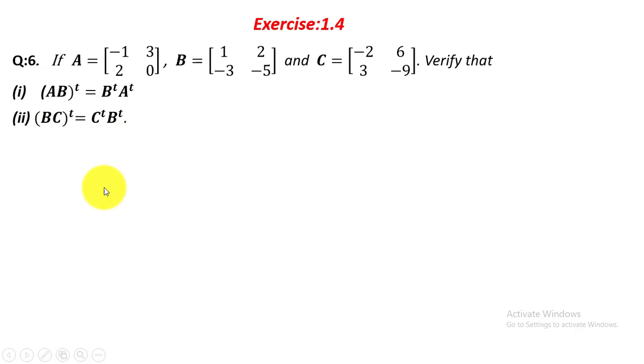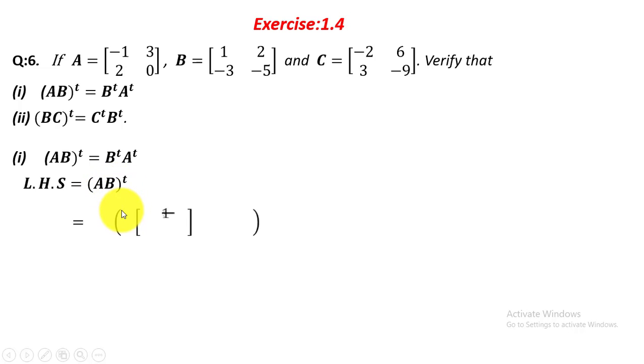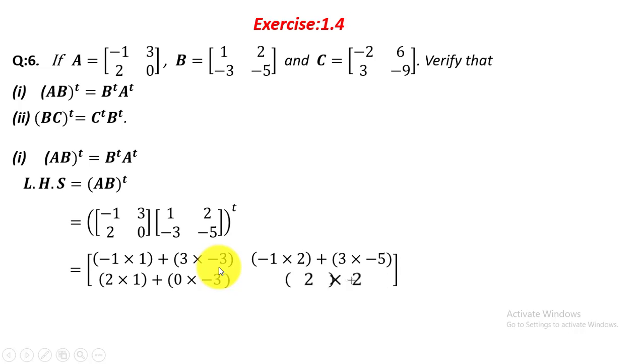Here we solve its first part. So the left hand side is equal to (AB) whole transpose. The product of these two matrices is defined as: the top left entry is obtained by the product of the first row times the first column, -1 times 1 plus 3 times -3. The top right entry is obtained by the product of the first row times the second column, -1 times 2 plus 3 times -5.